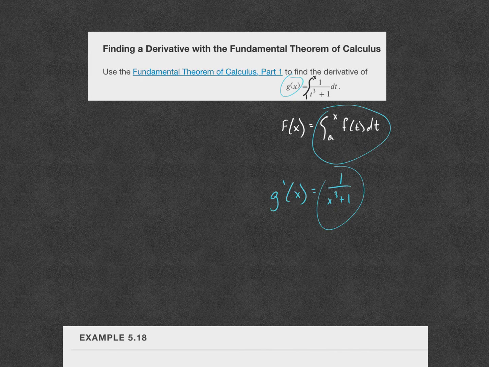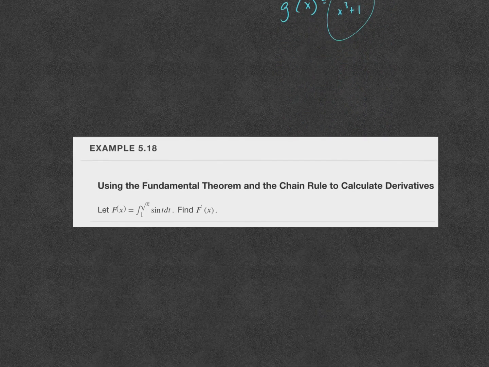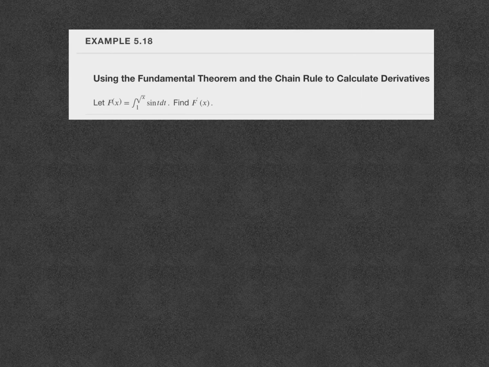All right, but that one didn't have too much work. Let's see about this next problem. In the next one, use the fundamental theorem and the chain rule to calculate derivatives. So my capital F function is now the integral from 1 to square root x of sine t dt, and we want to find capital F prime. What makes this one a little bit more involved is that up here, the top bound is not just an x, it is a square root x. So the way that we deal with that is we're going to say let u, my top bound, equal the square root of x.